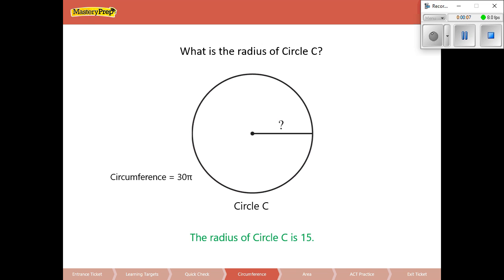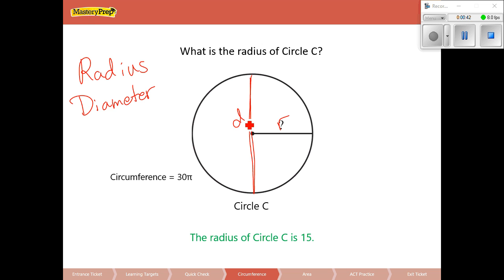So, what we talked about yesterday is circles and circumference. We talked about the fact that the radius is the distance from the center of the circle to a point on the circle. The diameter, so this here would be our radius. The diameter is a line that connects 2 points on the circle and goes through the center.